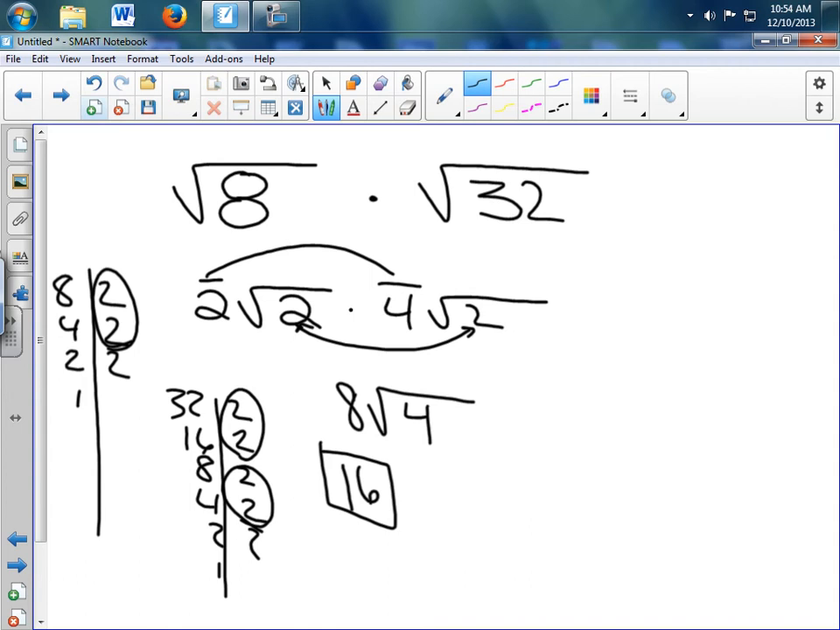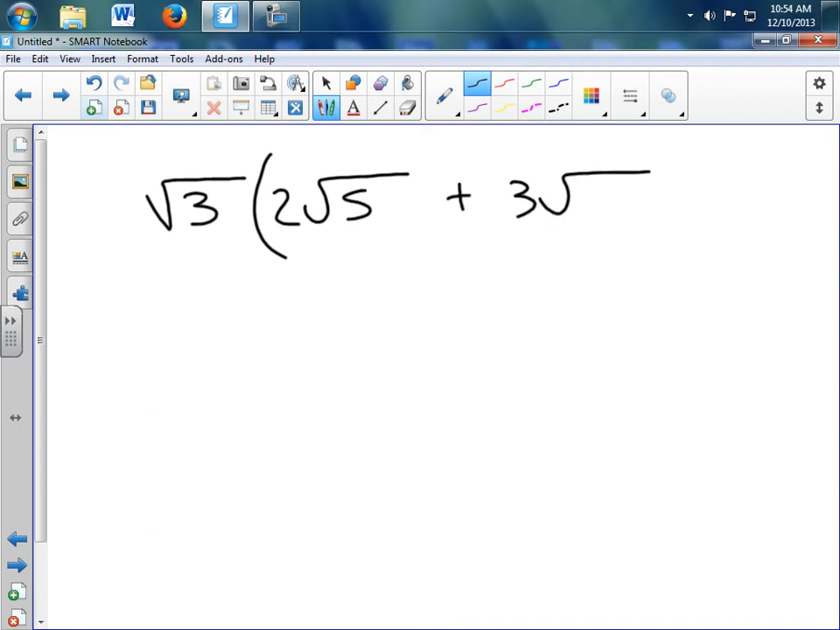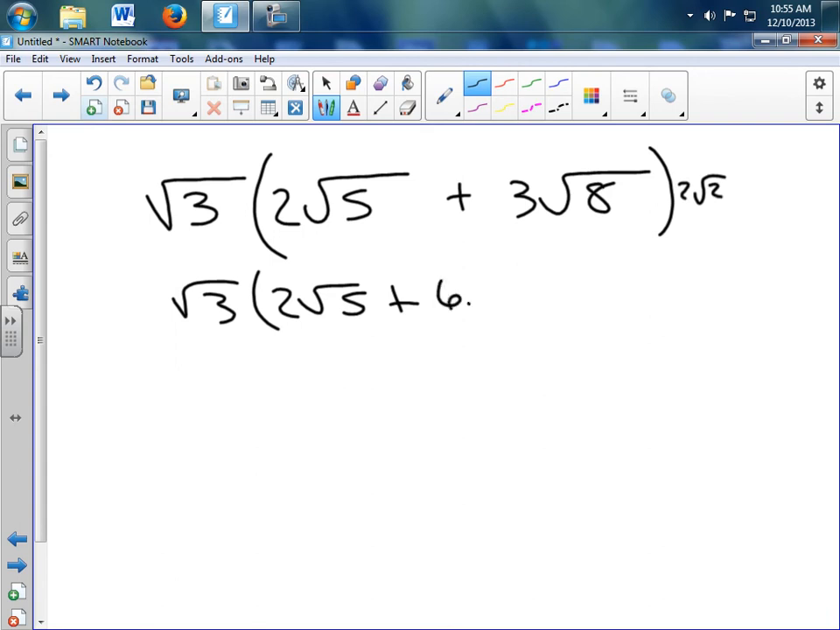Be careful. So you'll see some like this. Parenthesis 2 square root 5 plus 3 square root 8. Well, you can't really add them, but simplify first. These are already simplified. The square root of 8, remember, is 2 square root 2. So you get 6 square root 2. Now you cannot add these because these are not the same.